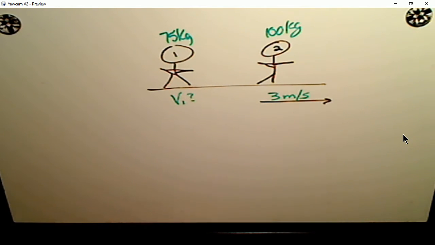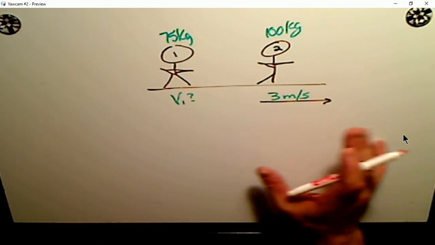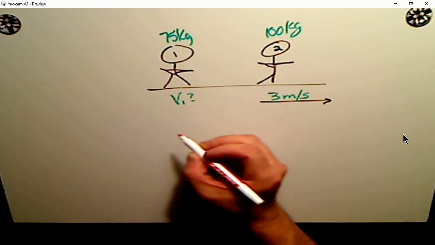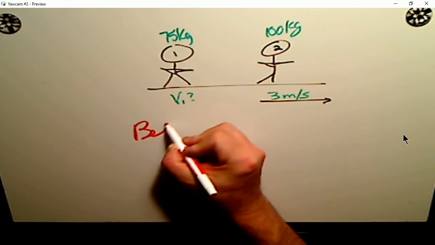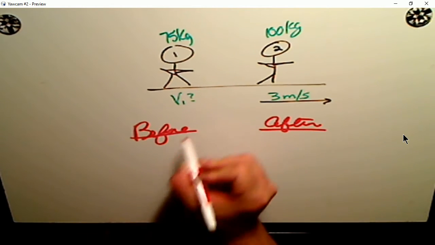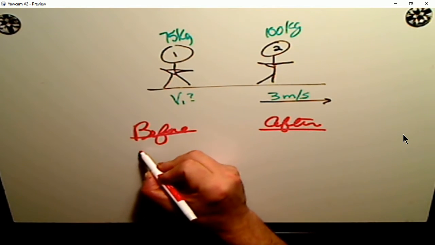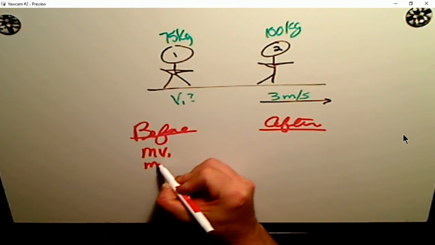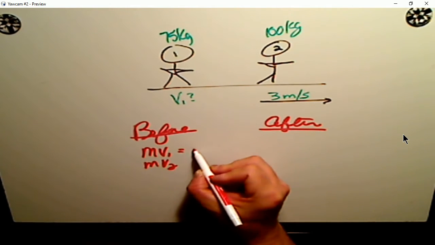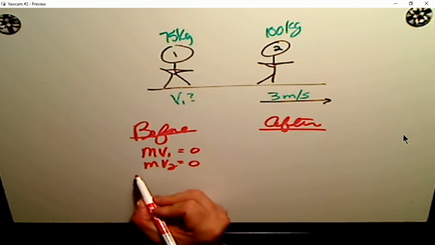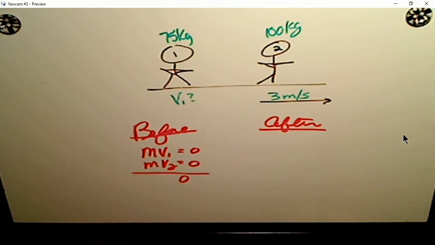Well, we can use momentum to solve that, providing that this is a closed and isolated system, nothing is going in and out. The momentum before must equal the momentum after. Well, before, for both people, they're at rest. Nothing's moving. So there is no momentum in the system before.